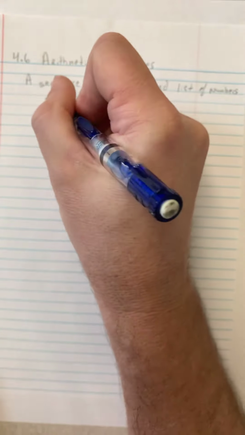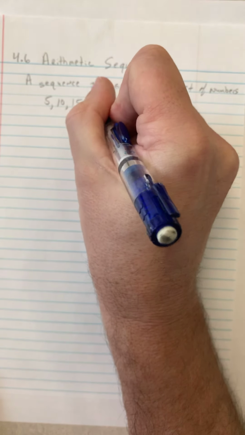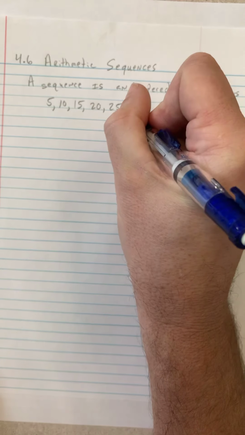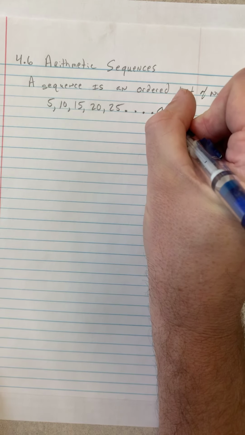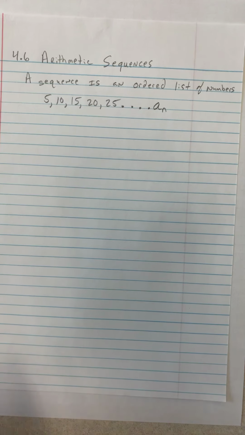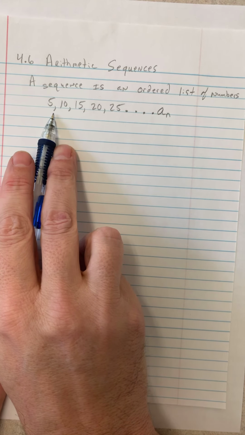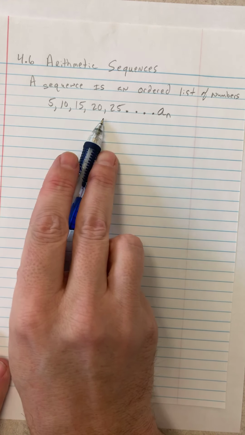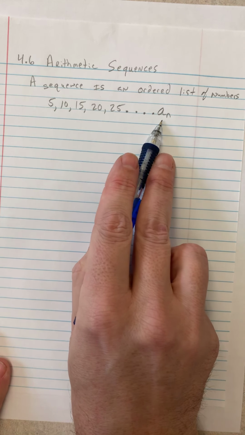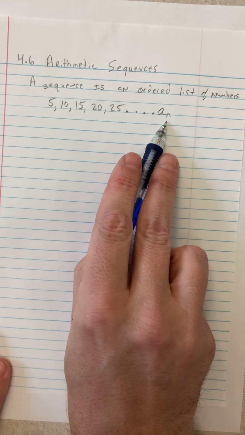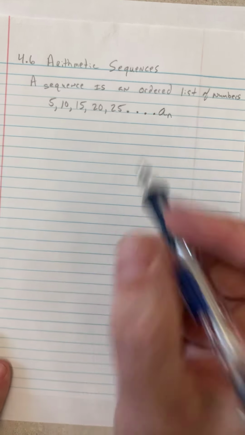So here's a sequence. 5, 10, 15, 20, 25, and I'm going to call this out here a sub n. Meaning I have this list of numbers, and I'm sure you can pick up on the pattern. 5, 10, 15, 20, 25, 30, 35, 40, and this sequence is going to go on to an infinite number of terms until I decide to end it, but it could be infinite.